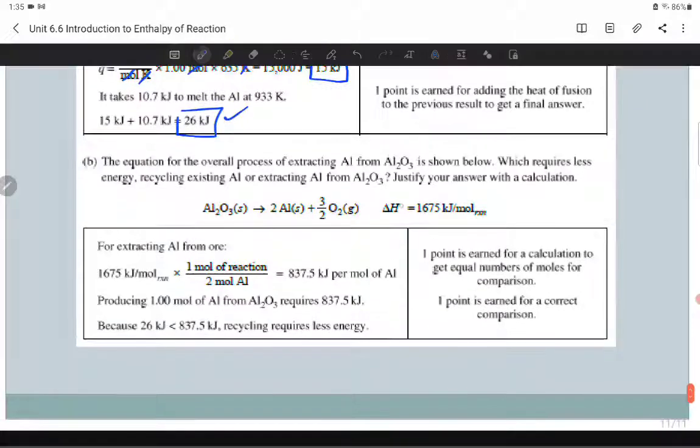And I did that, and they get this number. So how does 26 kilojoules compare with 837.5 kilojoules? Well, I think one is way less than the other. So in this case, recycling requires a lot less energy than extracting. Okay, I think that concludes today.